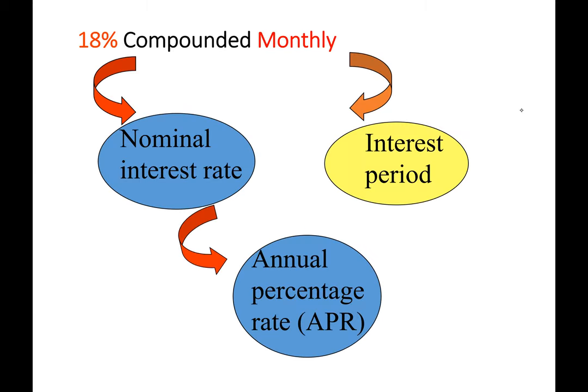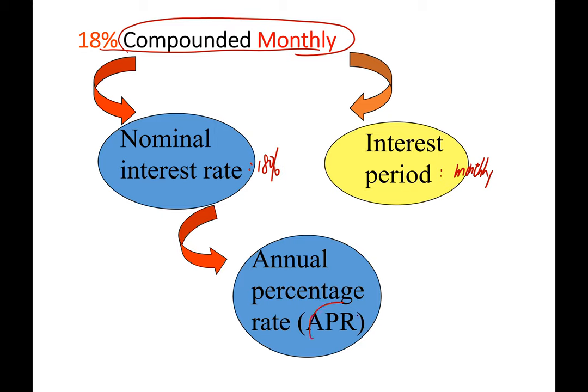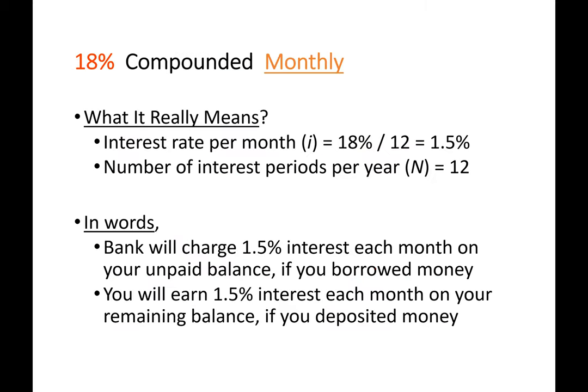So let's look at this example. Let's say we have 18% compounding monthly. This is a nominal interest rate. The nominal interest rate is 18%. Since there's a compounding period associated with it, that means the interest period is compounding monthly. We're going to utilize this monthly compounding to get an annual percentage rate, which is what they call APR, the actual interest rate. It's going to be slightly more than 18%. You'll see in a second. So basically this is just conversion between a nominal interest rate and the APR. That's what we learn for this topic.